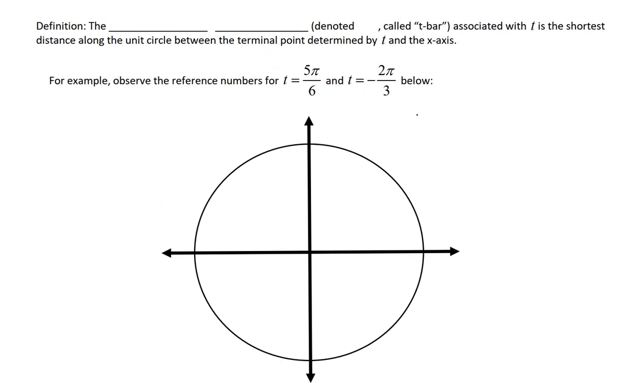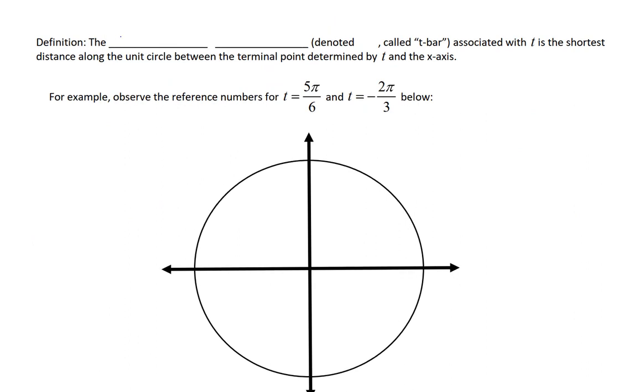All right, now moving on to our next definition, we're going to say this: the reference number. Now it's denoted with a T and a bar over it in some textbooks, maybe not all textbooks, but you might see a lowercase letter T with just a line over it. You could call it T bar, and it's associated with T as the shortest distance along the unit circle between the terminal point determined by T and the x-axis.